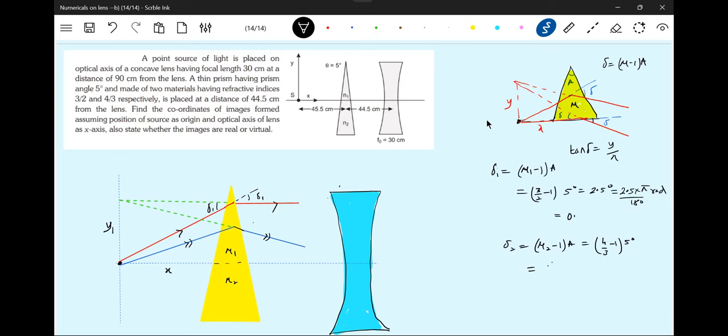Solving this, we'll get 0.044 radians. It's in degrees, I convert into radians. Pi by 180 I'll multiply it. Similarly, 5 by 3 into pi by 180 radians. So the deviation suffered by this will become 0.03 radian. Now we'll calculate y1. What is it? tan delta 1 equal to y1 by x, or it is very small, so y1 by x. So y1 equal to x into delta 1. What is the value of x? 45.55 different into delta 1.